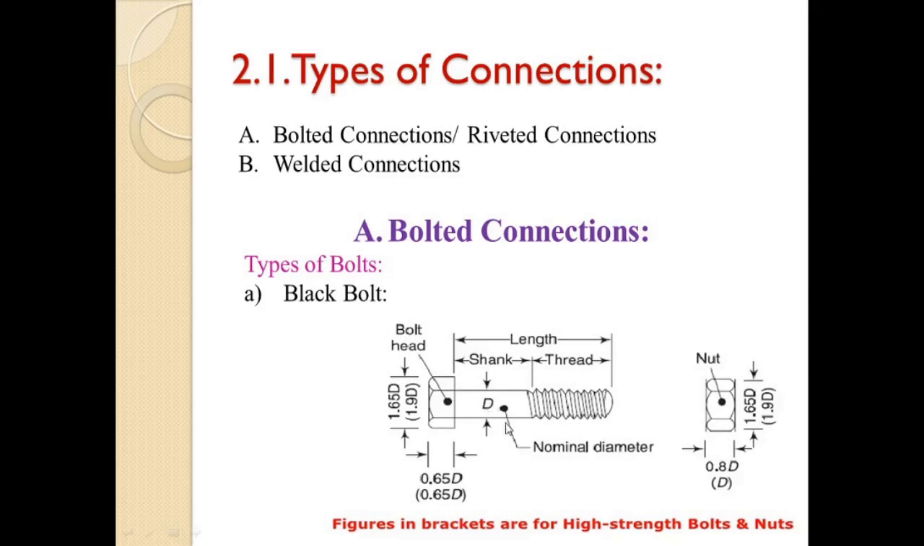D is representing the nominal diameter of that bolt. The top head dimension is 1.65 d, where d is the nominal diameter, and the bracket value indicates the dimension for the high strength bolt, for nuts and bolts. So here we can see the dimensions for both black bolt and high strength bolt.